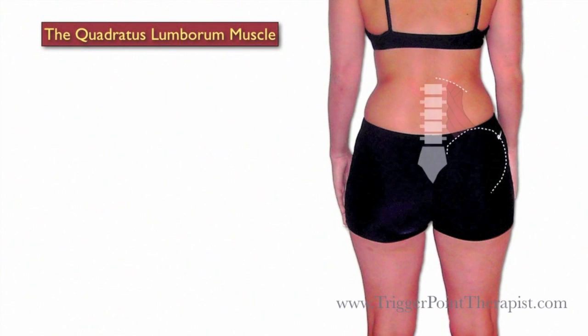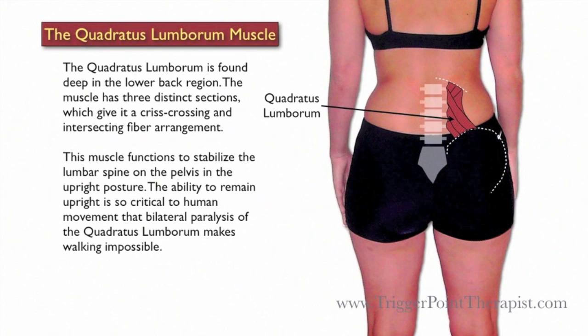Quadratus Lumborum muscle. The Quadratus Lumborum, also known as the QL, is found deep in the lower back region. This muscle has three distinct sections, which give it a crisscrossing and intersecting fiber arrangement. This muscle functions to stabilize the lumbar spine on the pelvis in the upright posture.